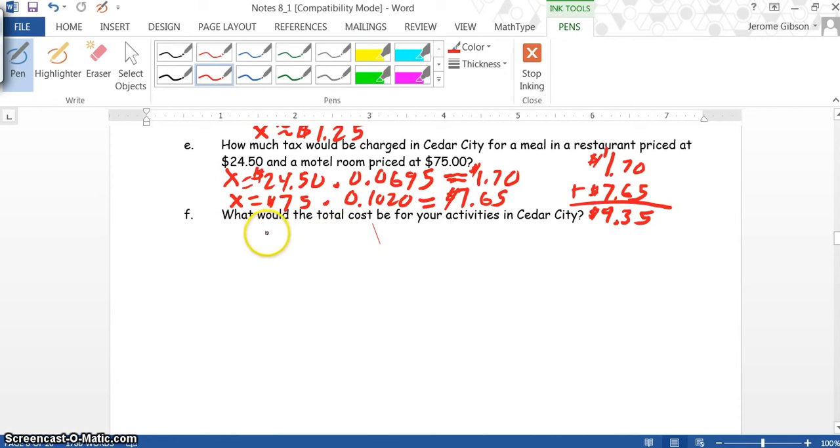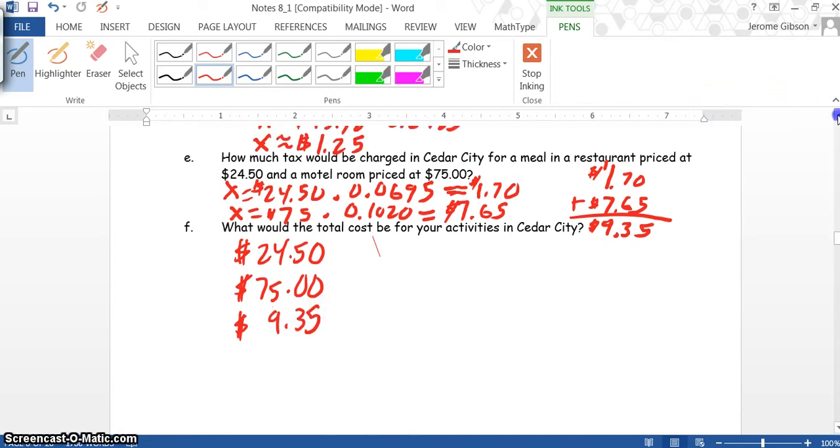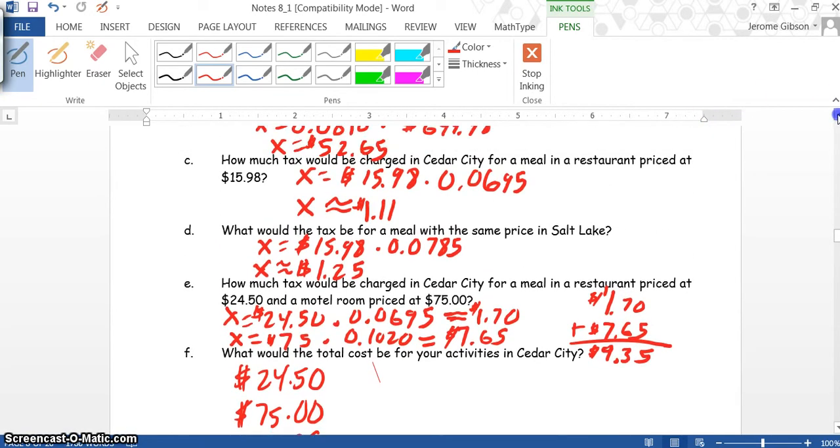Okay, class, picking up where we left off, it says, what would the total cost be for your activities in Cedar City? So what we need to do is to take the price of these items, which would be $24.50, $75, also the sales tax, and also we had a few previous problems here.